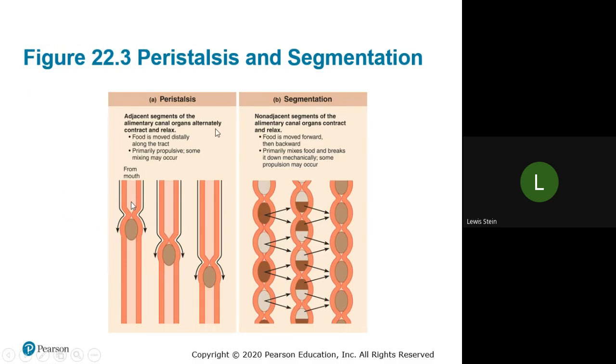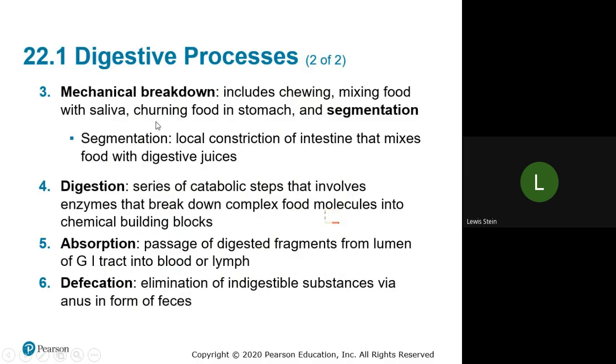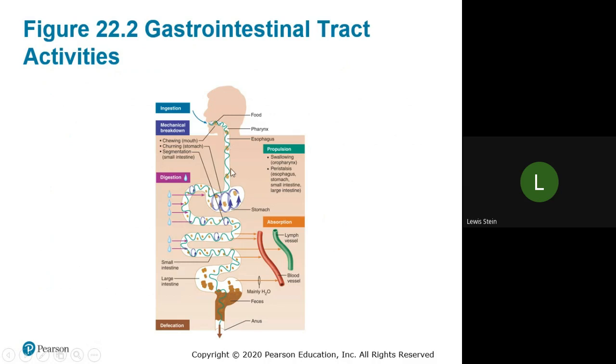So here it is. Peristalsis, segmentation. This book calls it mechanical breakdown and then digestion. To me, it's mechanical and chemical. That's lecture, not lab. Absorption, blood or lymph, which is correct. It's a good little schematic. And you can see I'm going through this relatively expeditiously because I do want to cover it, and I don't want to keep you here inordinately long.